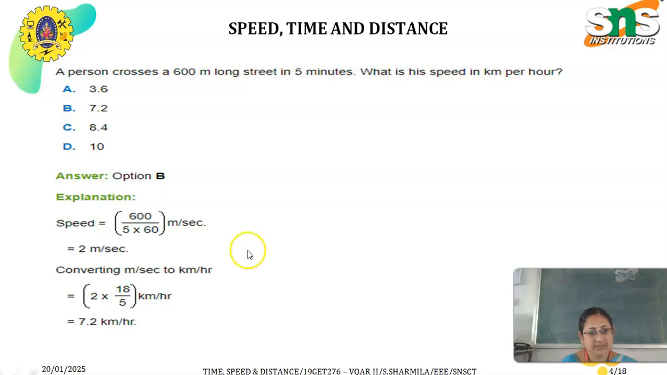For converting meters per second into kilometers per hour, we multiply with 18 by 5. So 2 into 18 by 5 kilometer per hour. We can simplify this equation, and we get 7.2 kilometer per hour.